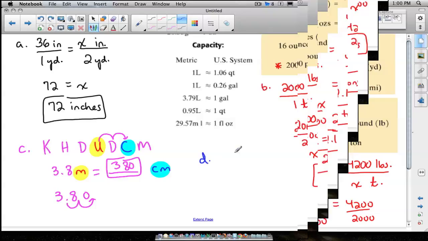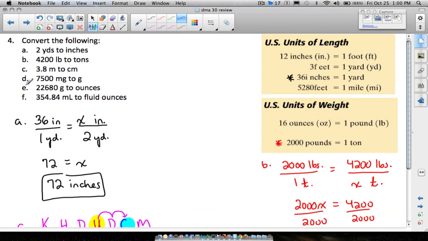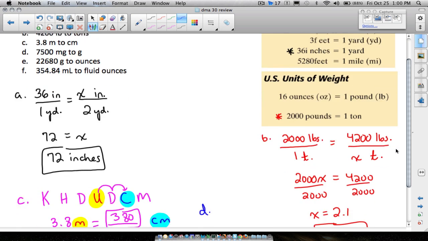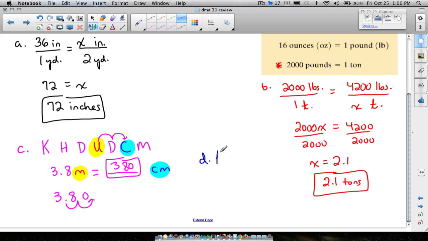Question D. All right, question D, we're trying to convert 7,500 milligrams to grams. This is going to be another King-Henry problem because we're staying in the metric system. We want to go from milligrams to grams. So question D, we're going to do the King-Henry again. King-Henry drinks Ucky dark chocolate milk.